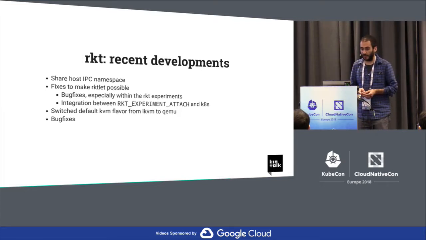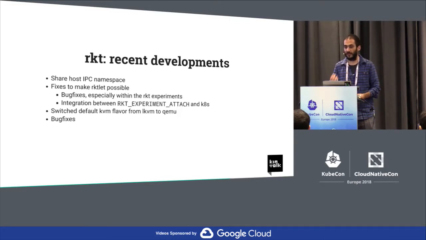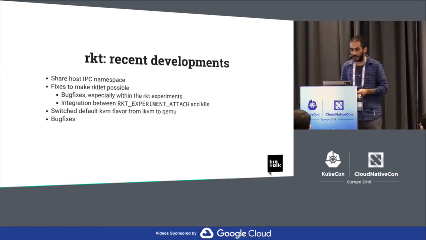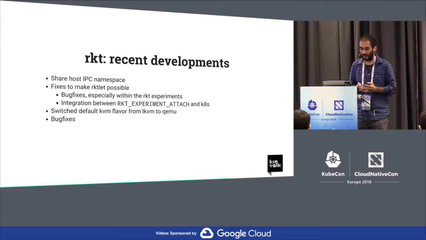And also, the rktlet is the Rocket implementation of a Kubernetes CRI, so container runtime interface. So yeah, in order to make that work, we needed to fix a lot of stuff in Rocket because the design of Rocket and the CRI weren't really matching. So we had to redesign Rocket a bit to allow a sandbox to be created and then containers being added on top, instead of just creating an immutable pod, which was what Rocket was designed for.